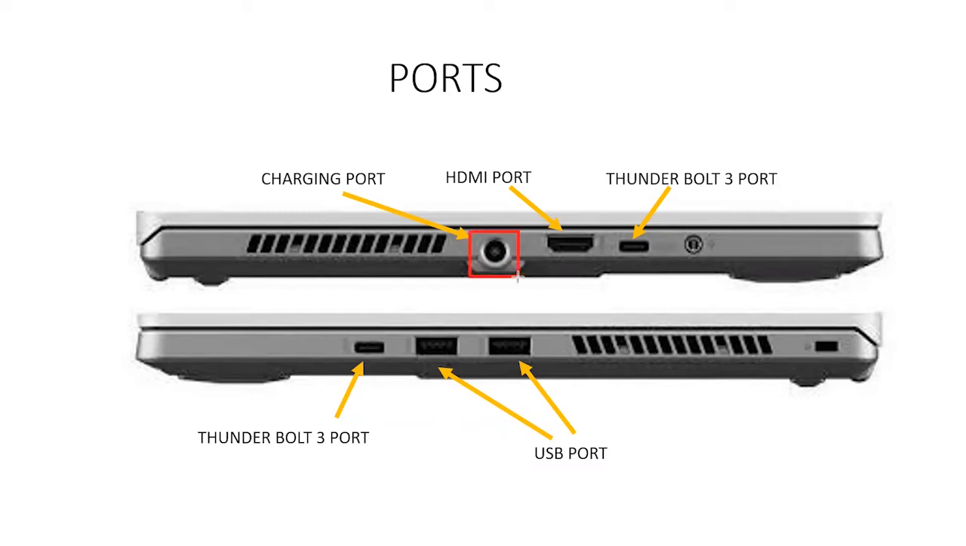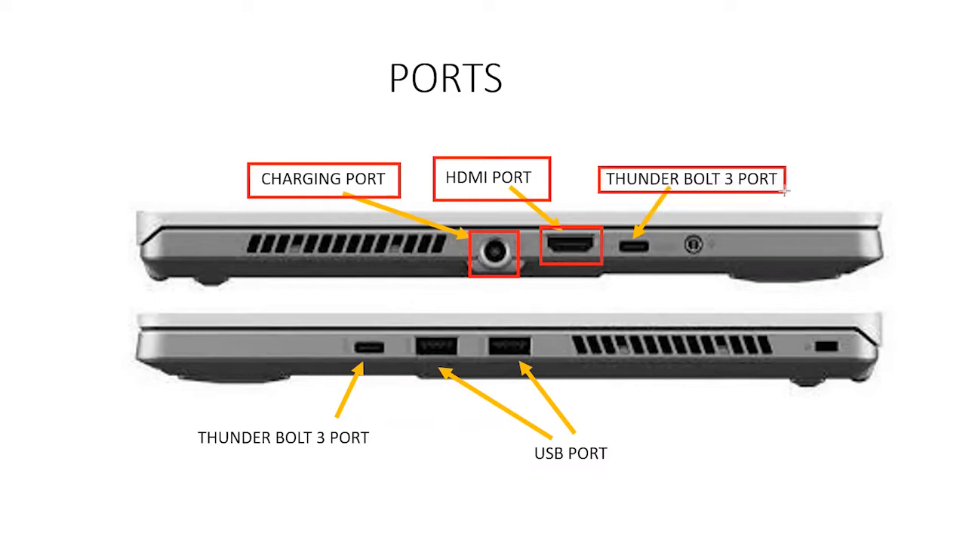Okay, so let's look at these ports. You can see this is one charging port here, as I've already written here. Then we have one HDMI port, then one Thunderbolt port, the Thunderbolt 3 port. A Mac, like he said already, has a Thunderbolt 4 port. The difference is a Thunderbolt 3 port can support 16 gigabytes per second, while the Thunderbolt 4 port can support 32 gigabytes per second. Then we have one more Thunderbolt 3 port here. Then we also have two USB ports.